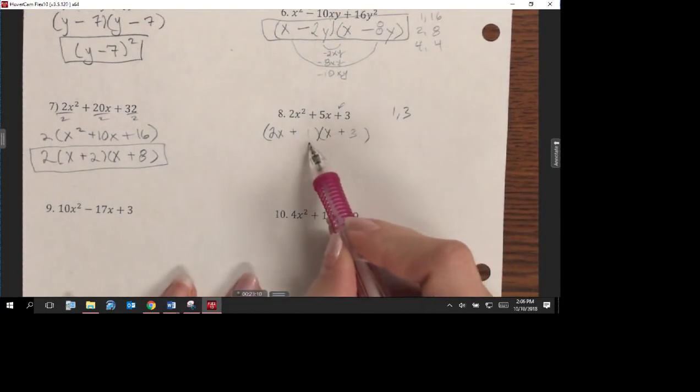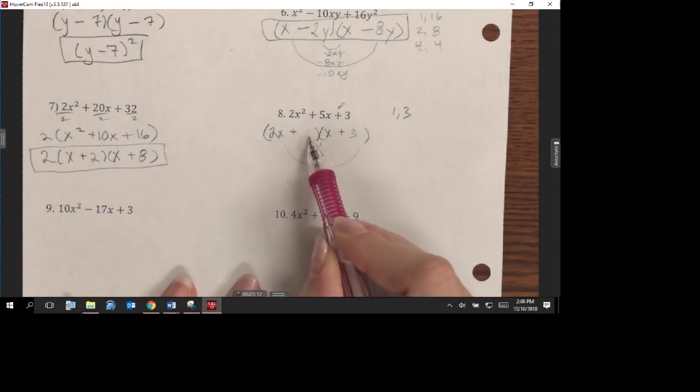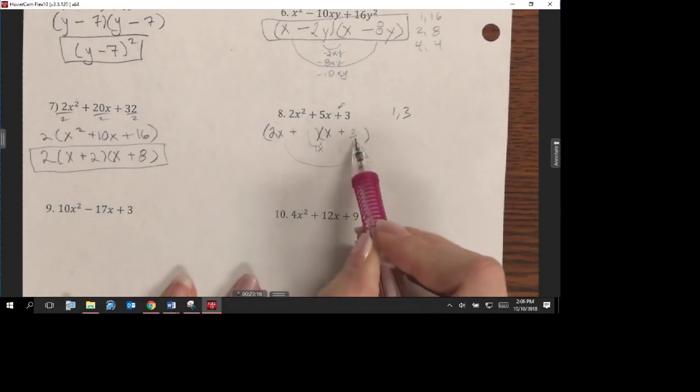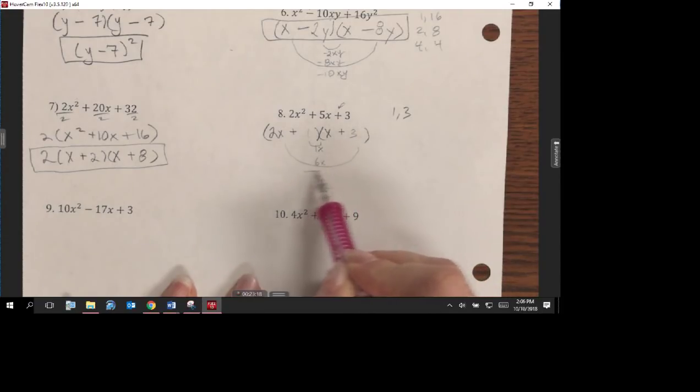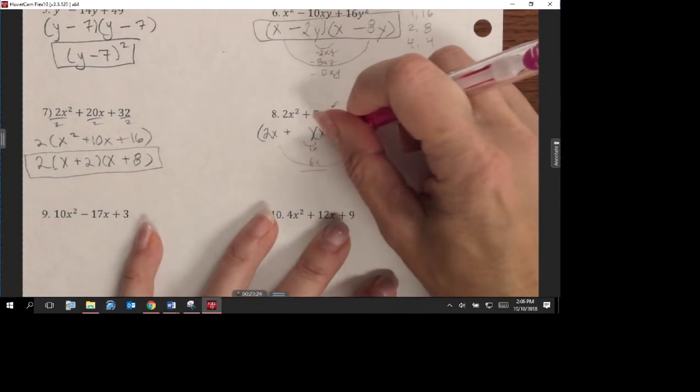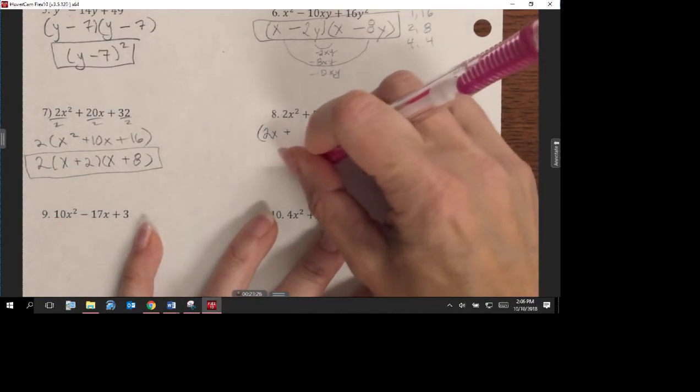So I'm going to do my outside and my inside. And I'm going to say 1 times x is 1x. Outside 2x times 3 is 6x. Will those add up to give me 5x? No. Whoops. Let me check something else.